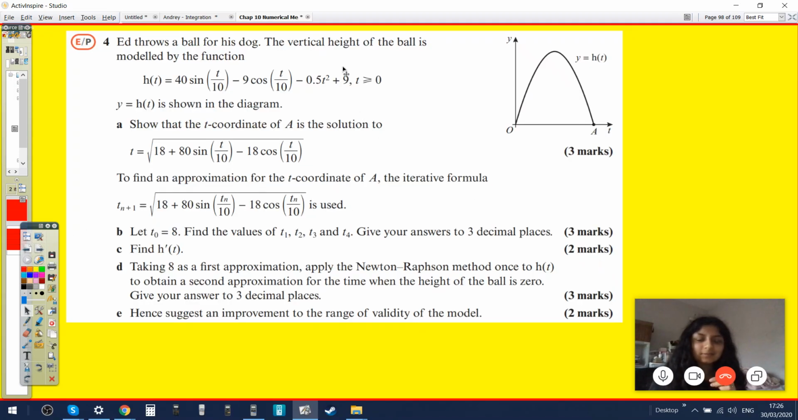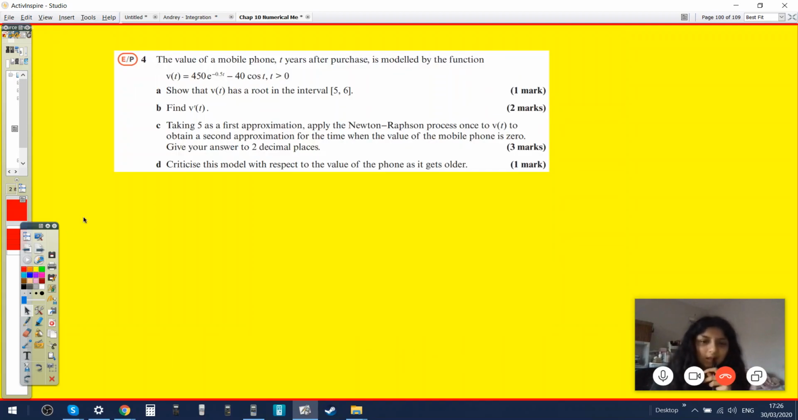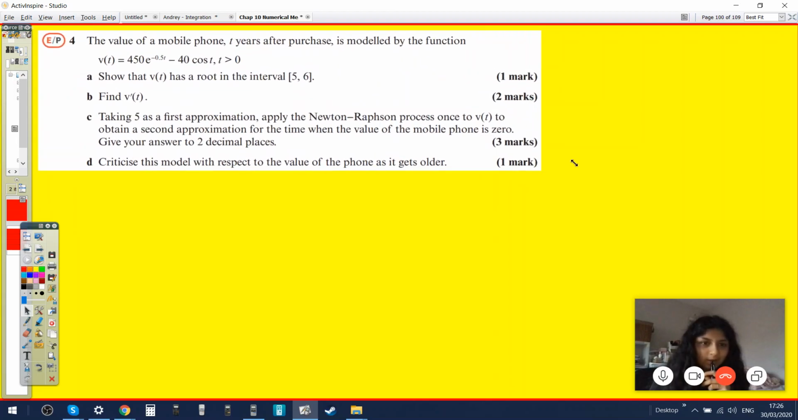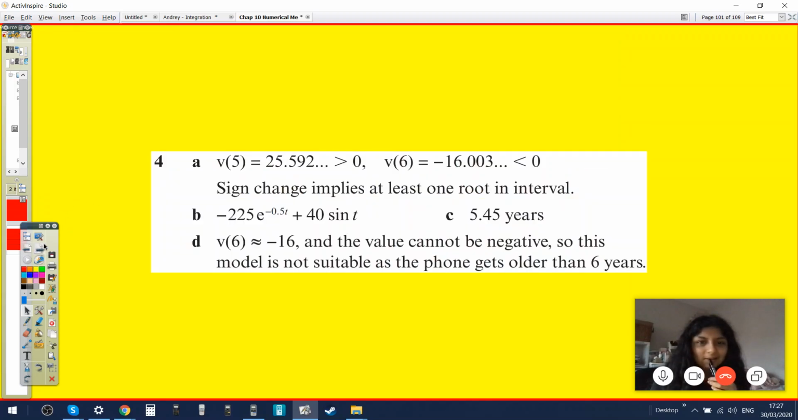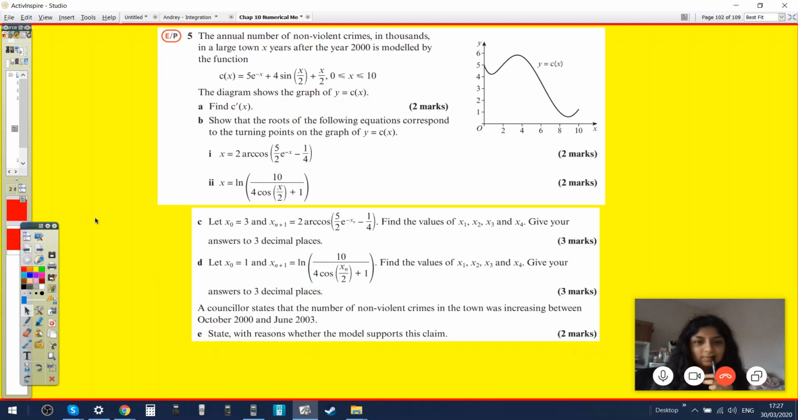So that's why they're saying you should restrict the range. Try to make it more like a function. The phone is not going to have a negative value. Part D: let's criticize this model with respect to the value of the phone as it gets older. It's not going to have negative value. So we're assuming that this is going to create a negative value. Yes, create a negative value. So literally for any of these questions, it can't have negative.